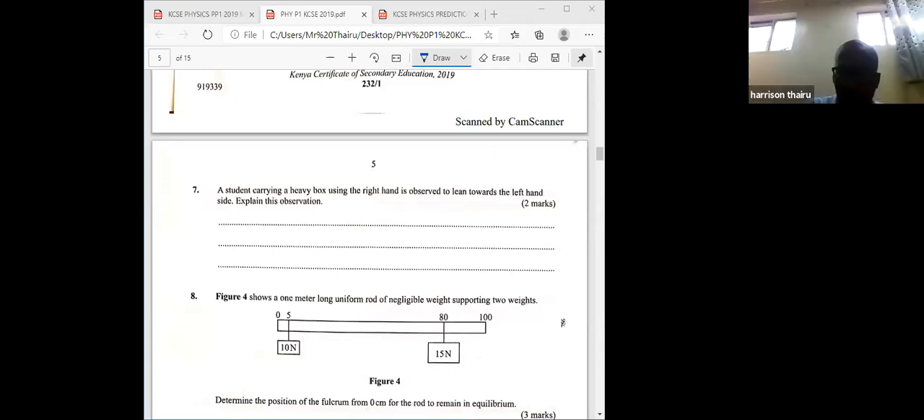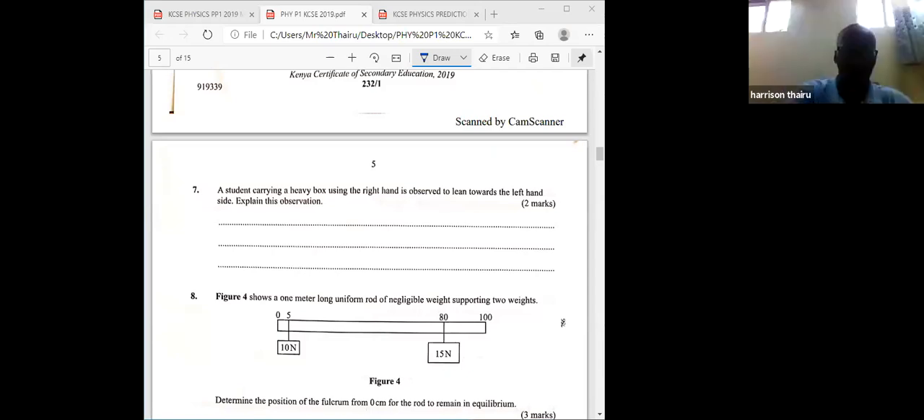That is it. So the first mark is to show that once the student is going to carry a heavy box in the right hand, the position of the center of gravity will shift towards the right. So that one is going to have imbalanced moments.